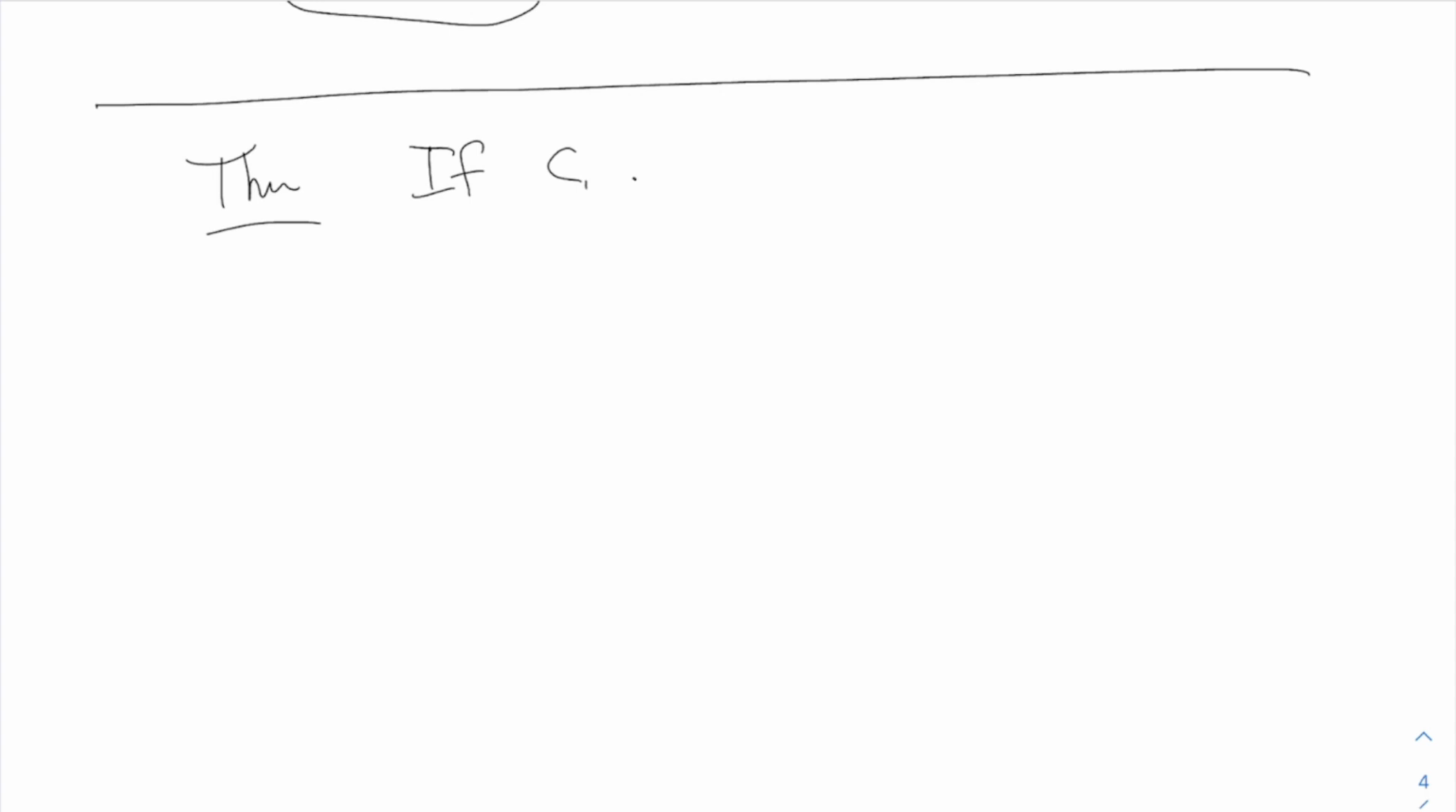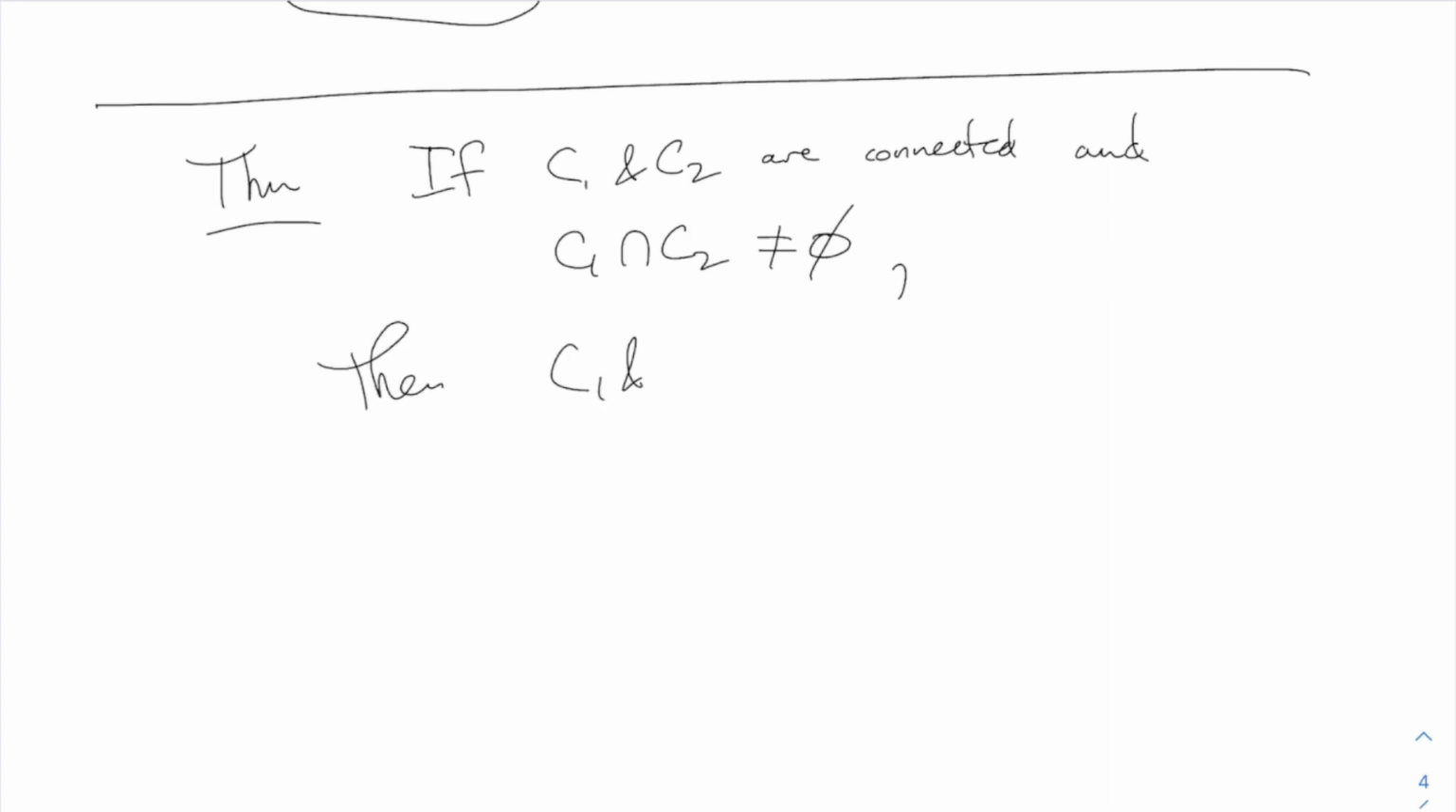if C1 and C2 are connected and C1 intersect C2 is not empty, right? Then C1 union C2 is connected. All right. Let's see if we can do this in our remaining 13 minutes.